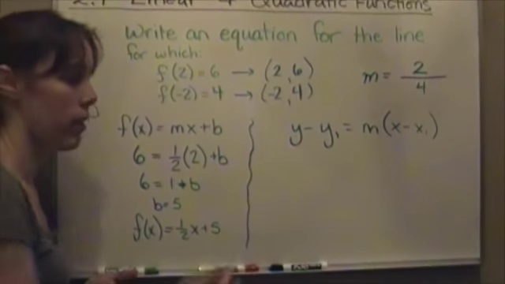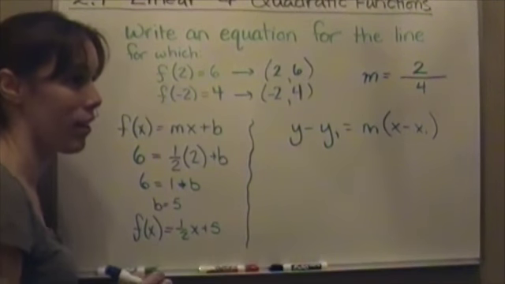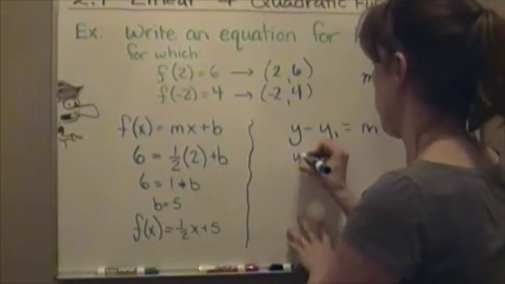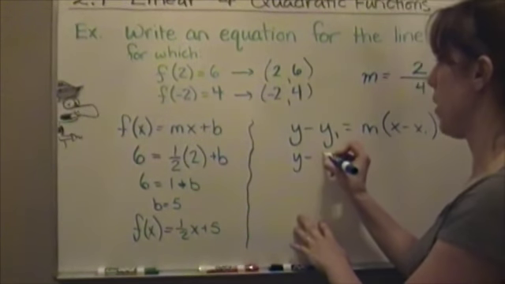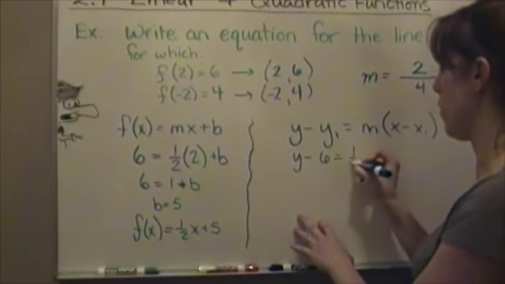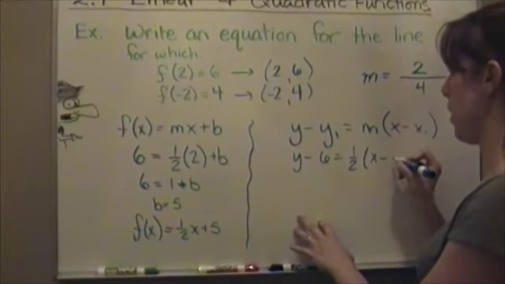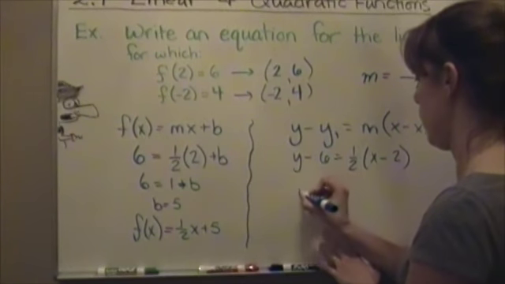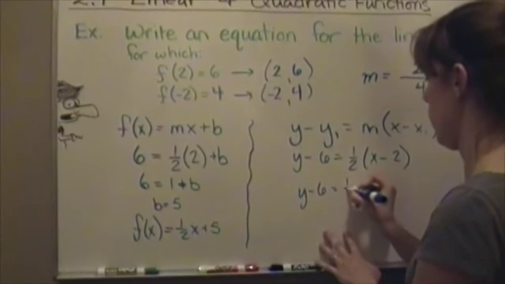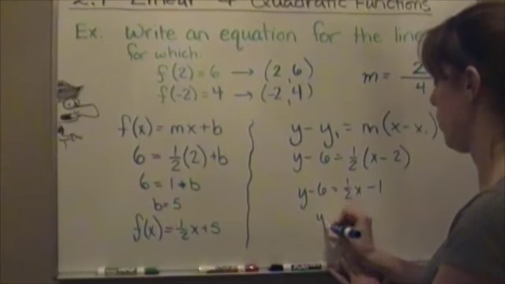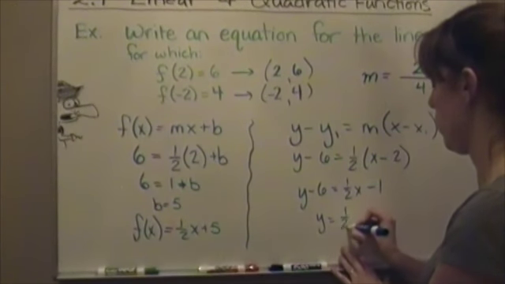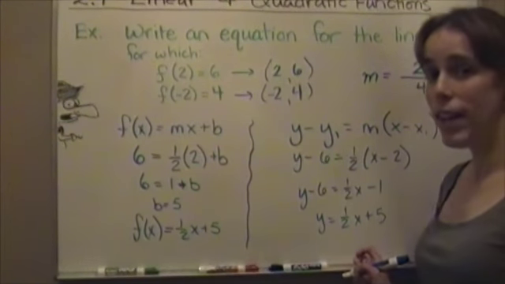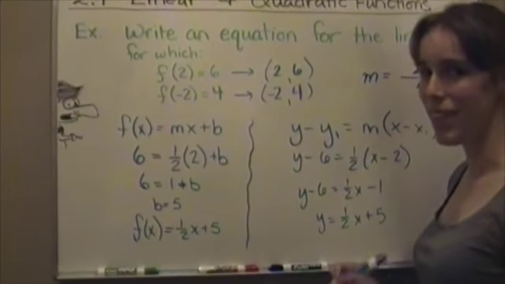Now, if you like memorizing point-slope form, because it comes in handy in a lot of other times, let's go ahead and plug it in. Y minus 6 equals 1/2 times x minus 2. We're going to solve. Hooray! We got the same answer! Yay!